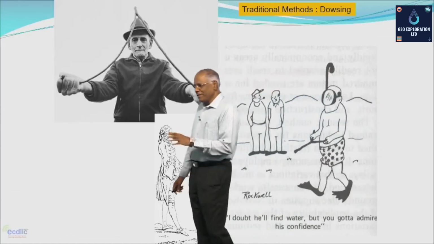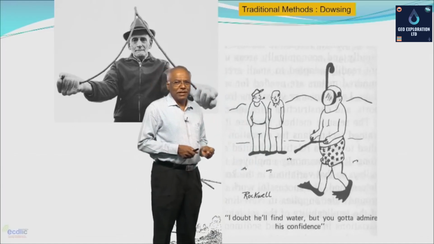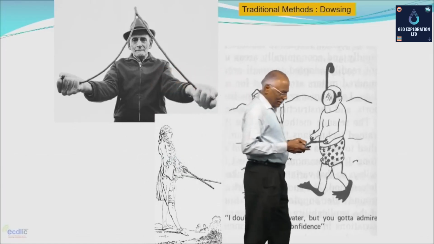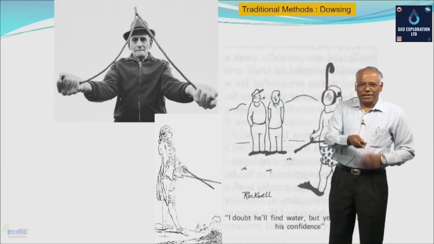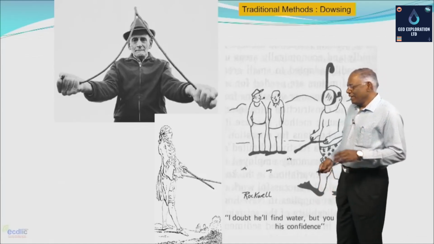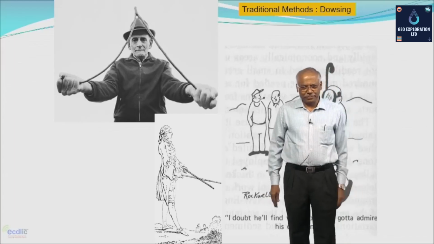Slightly there is a changed version of this, that there are copper rods which one can hold in the hands, and then one can try to use those copper rods, and when they cross like that lady in the picture, this particular crossing indicates that there is a likelihood of occurrence of groundwater.